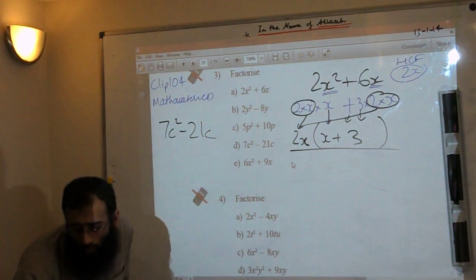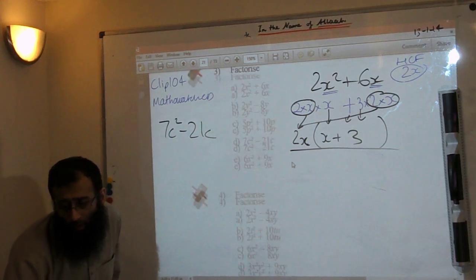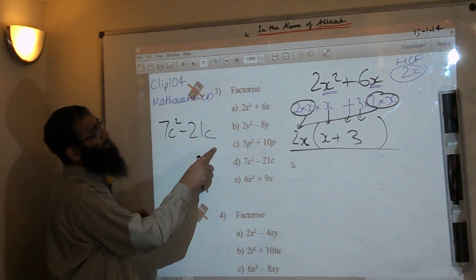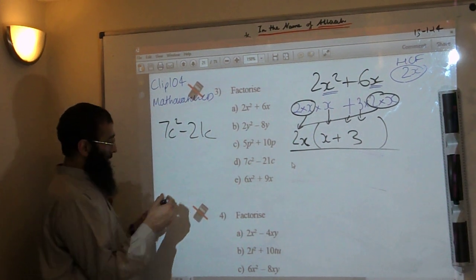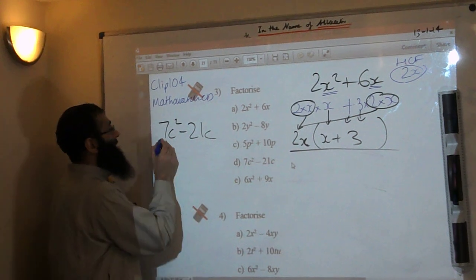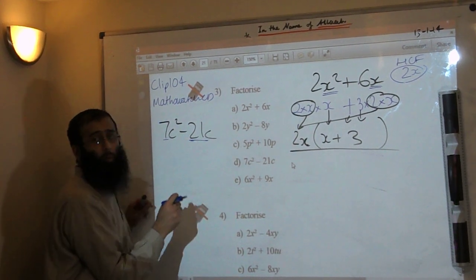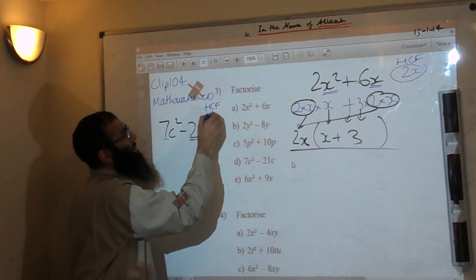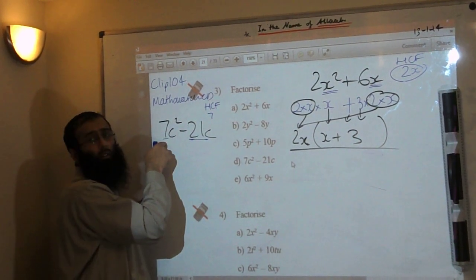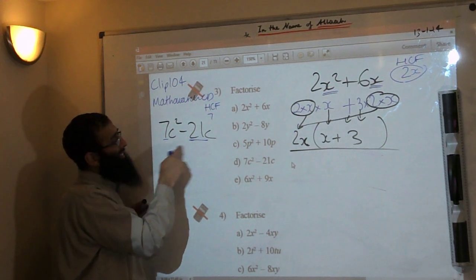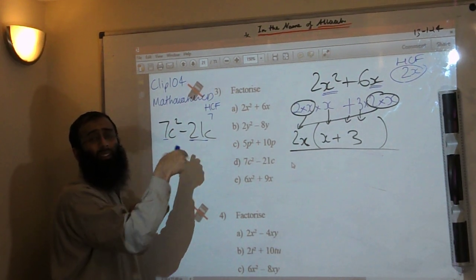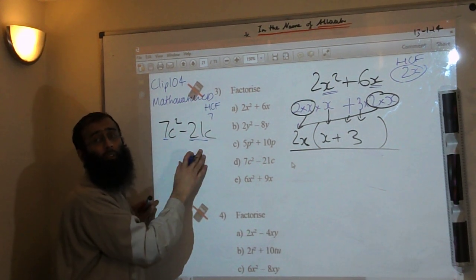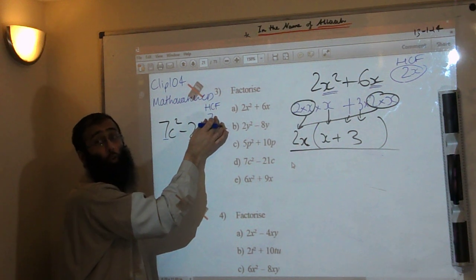We also got some ones on the bottom. We're looking at 7c squared minus 21c. Right. Let's look for the highest common factors. Look at the 7, look at the 21. What's common between those two? They both go into each other. Okay, highest common factor so far is 7. There's a 7 in front of you, and there's a 7 inside the 21, because 21 is 7 times 3. So they both divide by 7. I'll put 7 there as the highest common factor so far.